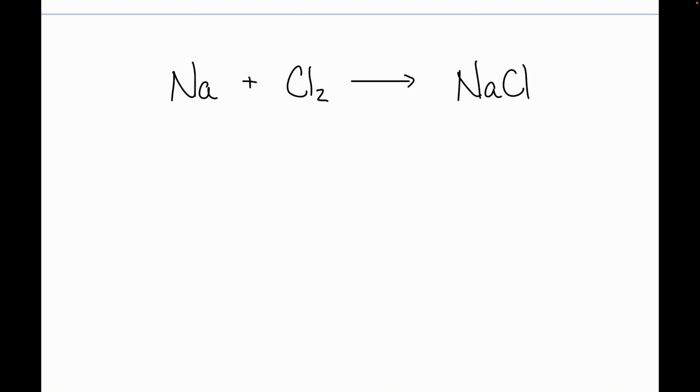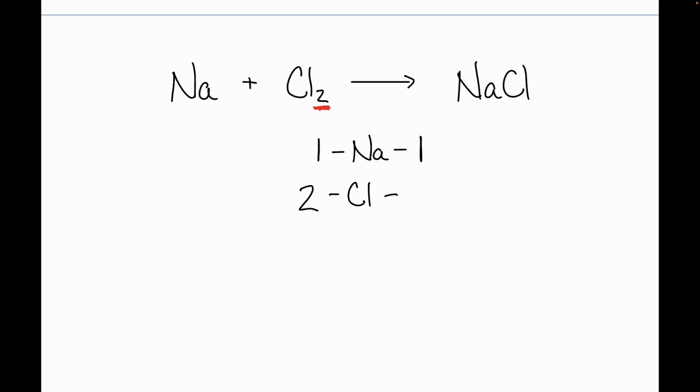Anyways, this chemical equation as is not balanced. If I go through and look on both sides, my sodiums are actually balanced. I have 1 sodium on the left and 1 sodium on the right. But my chlorines, I have a problem. My formula for chlorine gas is Cl2, meaning that there are 2 chlorine atoms in that molecule. And in my formula for sodium chloride, there's only 1, right? So again, my chemical equation is not balanced. I have a problem here.